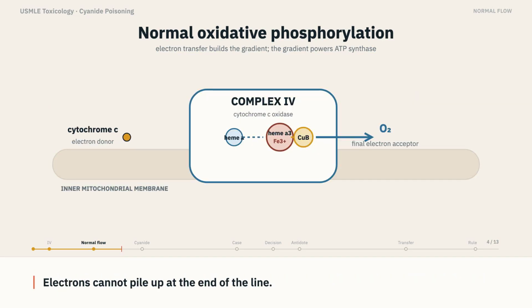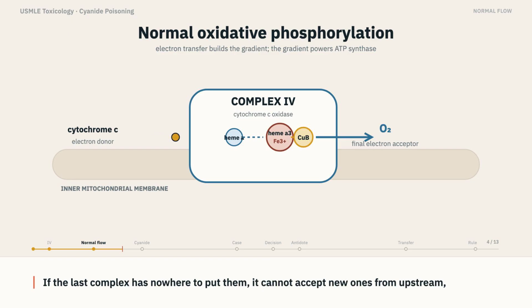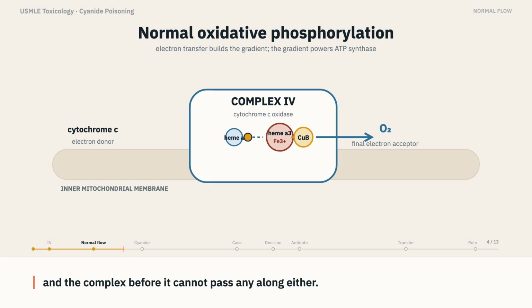Electrons cannot pile up at the end of the line. If the last complex has nowhere to put them, it cannot accept new ones from upstream, and the complex before it cannot pass any along either. The whole line jams backward. Electron transport is a bucket brigade that still needs someone to take the last bucket.